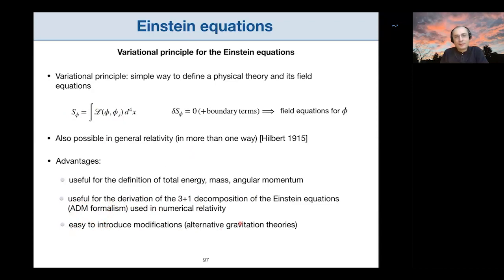Another reason why people like variational principles for Einstein equations is that it's also relatively easy to introduce modifications of the Einstein equations. For many reasons, you might not be very happy with the equations as they are right now, because you want to have some kind of alternative gravity theory, either because you think that some cosmological or other observations are slightly easier to explain when you slightly modify GR, or just because you need some kind of alternative to test GR against. And the simplest method to introduce these modifications is to modify the Lagrangian of general relativity.